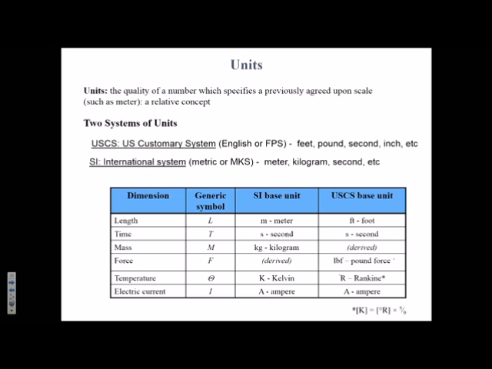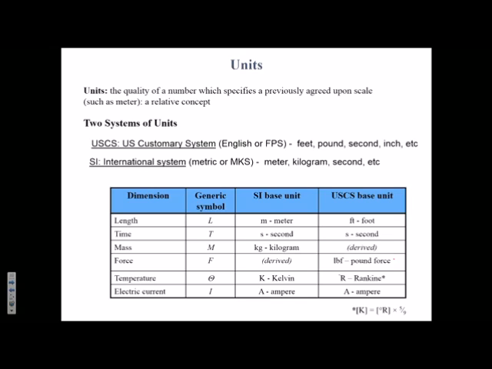Okay, so we have talked about the base dimensions. These are the generic symbols that we use for them. And we have two unit systems. So in both SI as well as the USCS system, each of these base dimensions has what are known as base units. Because they are base dimensions, we have base units for them. For derived dimensions, you'll have derived units in each system.